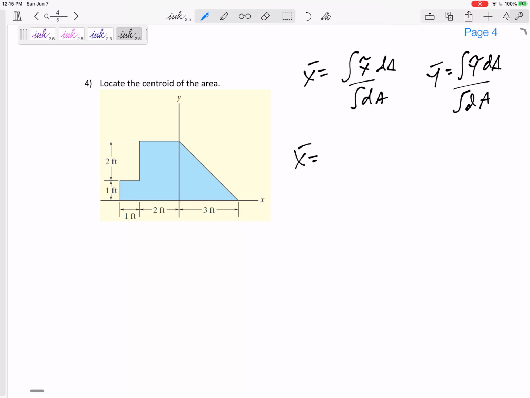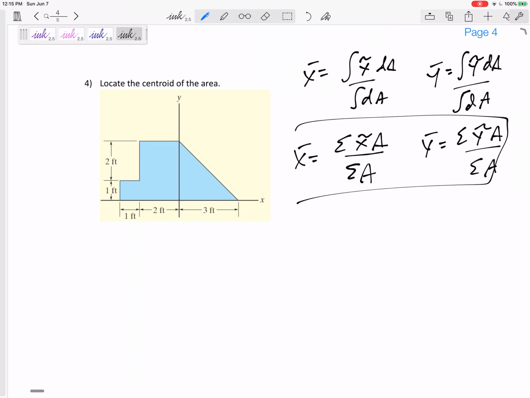If it's a composite body, it's a summation of each of these, x tilde A over summation of A. The y location is the summation of the y location of the centroid, A over summation of A. Remember, this x tilde is just the location of each of those centroids. So this is where we are. We're going to need to sum up each shape's area and each shape's location of their centroid and each shape's area.